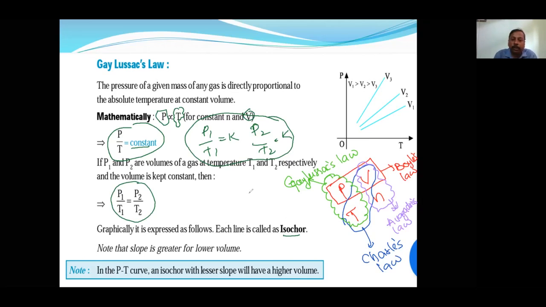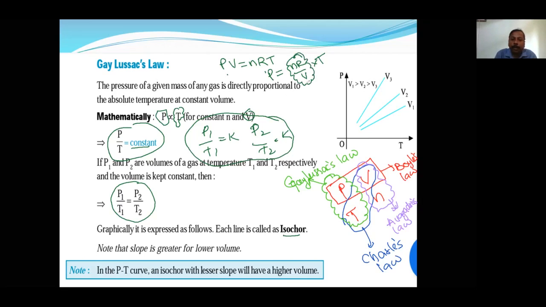Now here is the same type of question, but by this time you are comfortable. First we will write PV is equal to nRT. Then we want to convert this into the form y is equal to mx plus c. So P should be on the y axis, T should be on the x axis. So P is equal to nR by V into T. Here the slope is represented by nR by V.